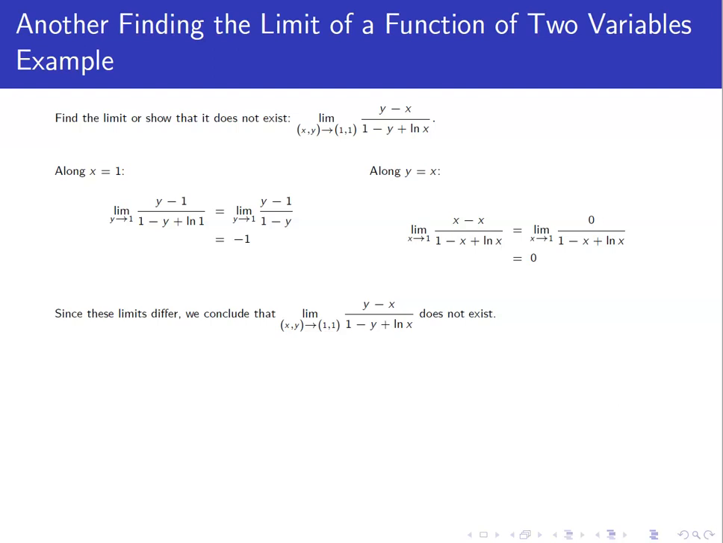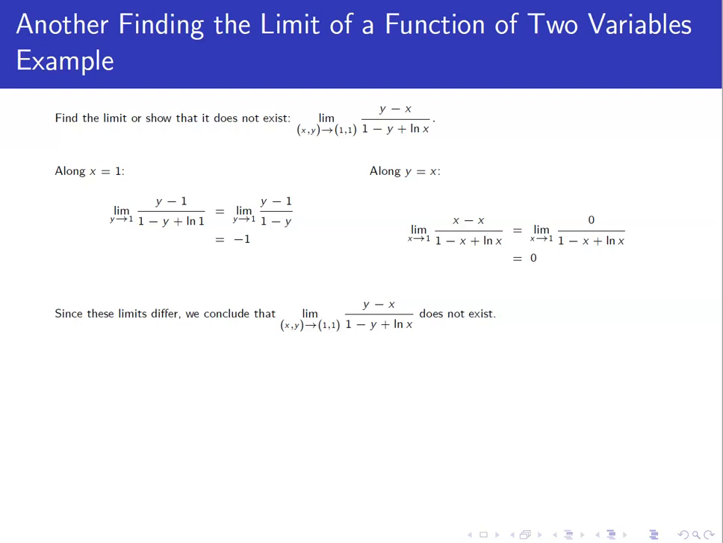In this video, we're going to look at another example of finding the limit of a function of two variables. We're being asked to find the limit, or show that it doesn't exist, of the function (y minus x) over (1 minus y plus natural log of x) as (x, y) approaches the point (1, 1).